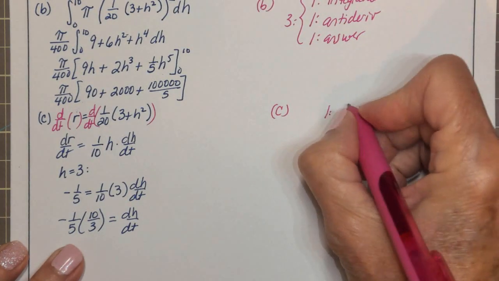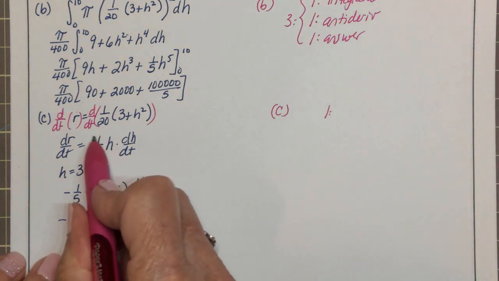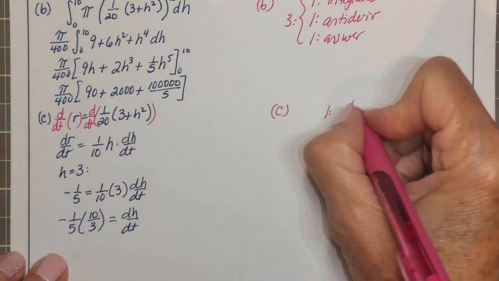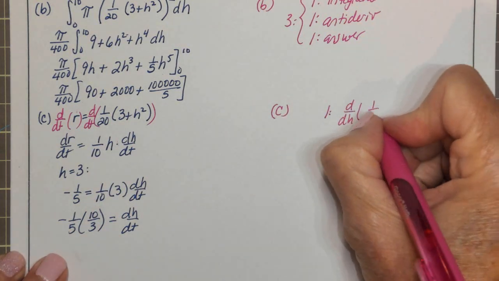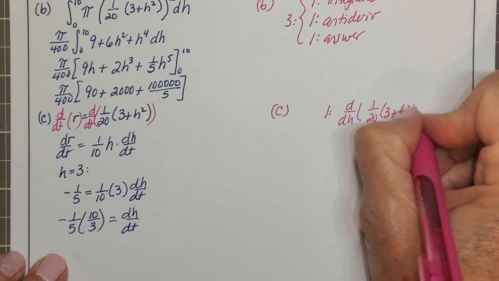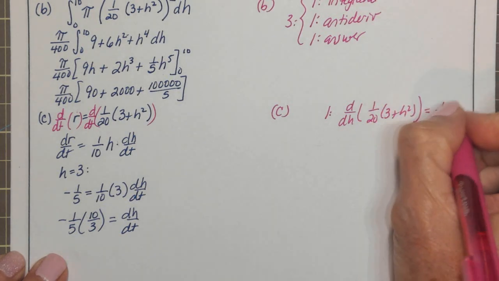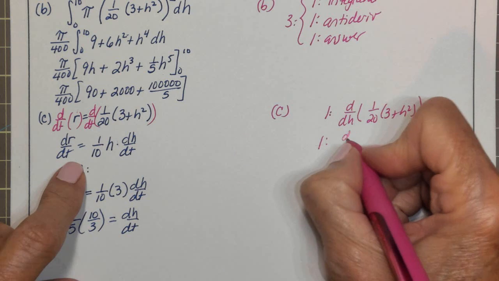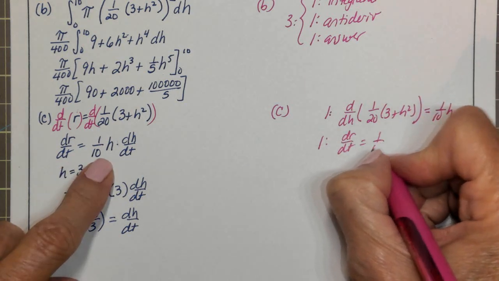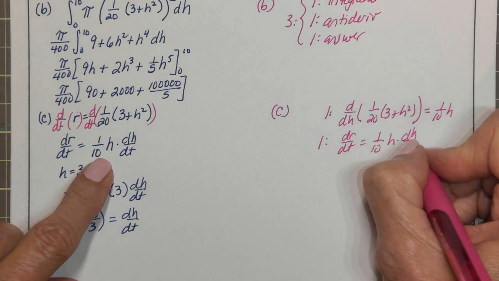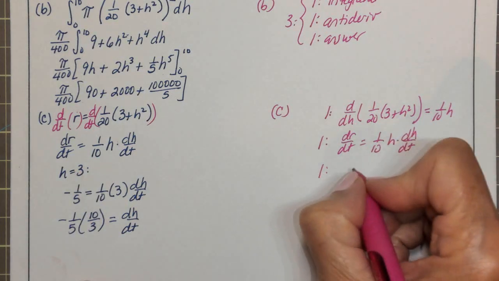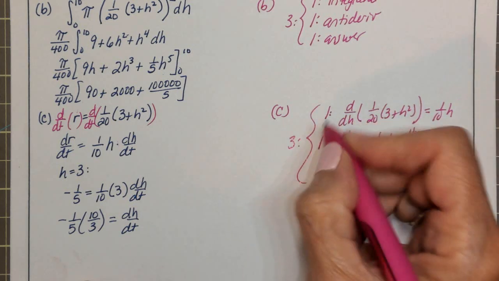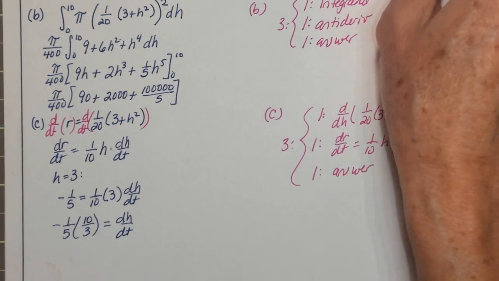One point for just this piece, just the derivative with respect to h. So they wrote that as the derivative with respect to h is equal to 1/10 h. And then 1 point for the whole thing, dr/dt is 1/10 h dh/dt. And then 1 point for the answer. Did not think that was that bad.